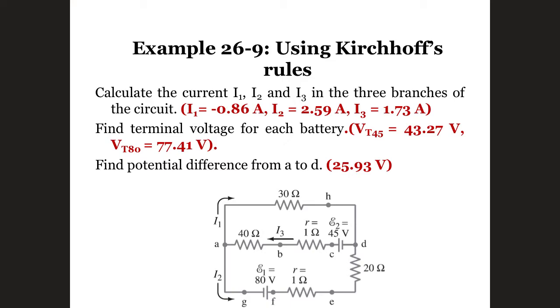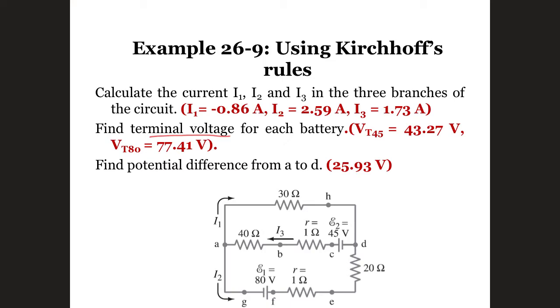If the question states terminal voltage, definitely you only focus on the battery, but you need to find the current first before you find the terminal voltage. The reason is because you need to decide whether it's going to be charging or discharging based on the current that you find. Once you find the terminal voltage, then you need to find the potential difference from A to B.